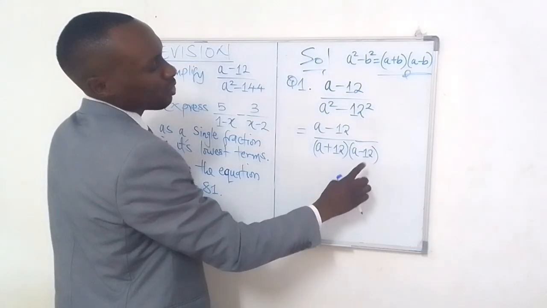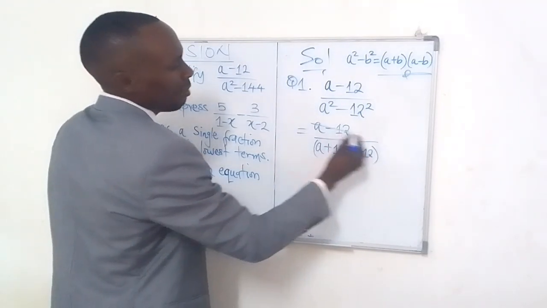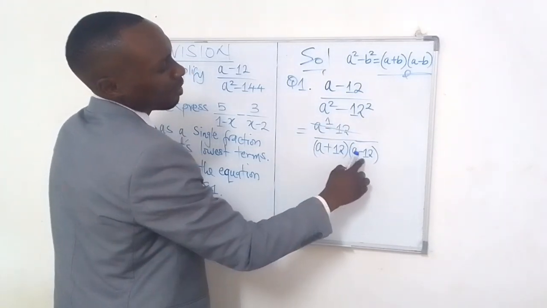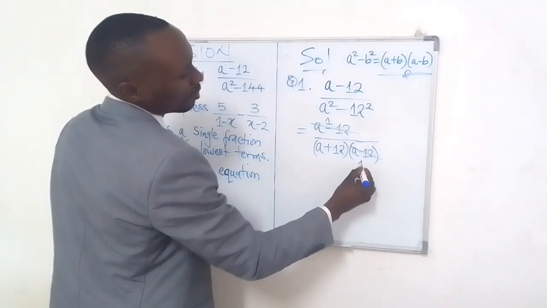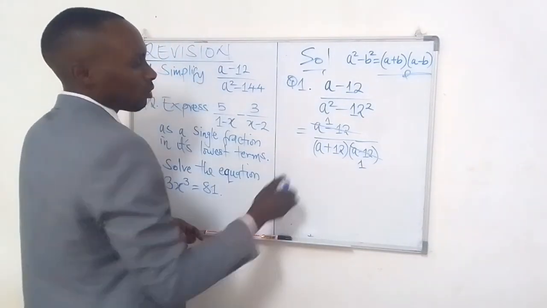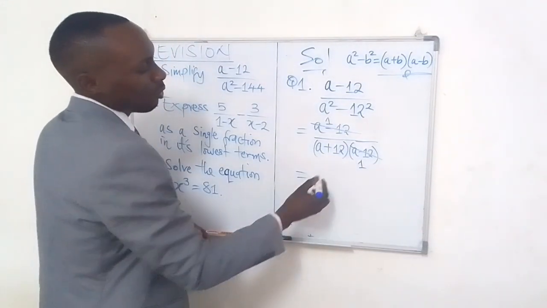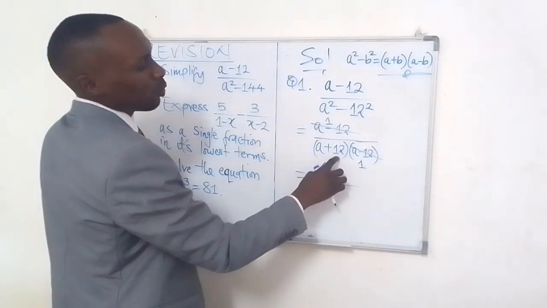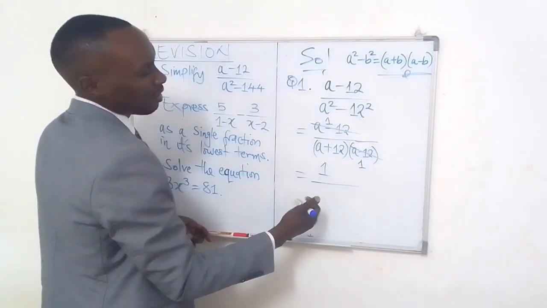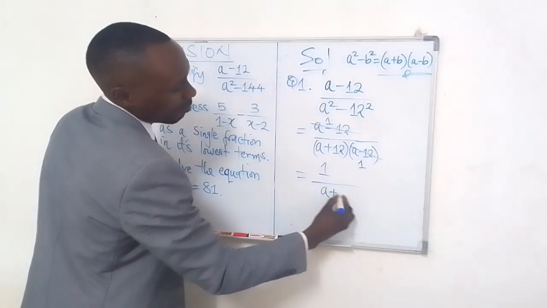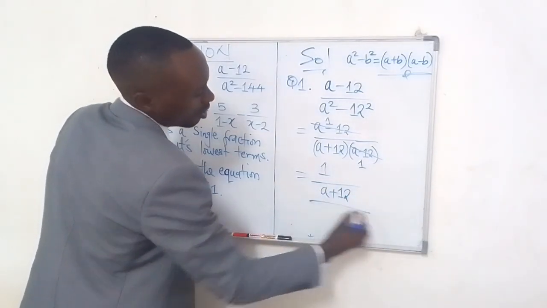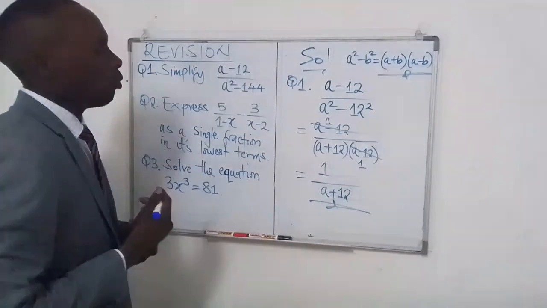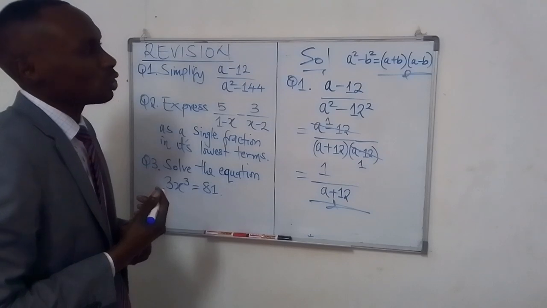And we can now simplify here. A minus 12 into a minus 12, this is just 1 here. And then a minus 12 into a minus 12, this is also 1. So then on the numerator we have 1, and on the denominator a plus 12 times 1, this is just a plus 12. And that is our answer on the first question, 1 over a plus 12.